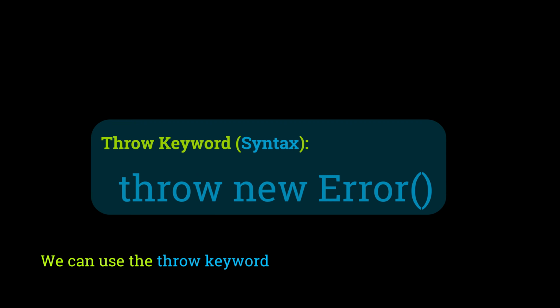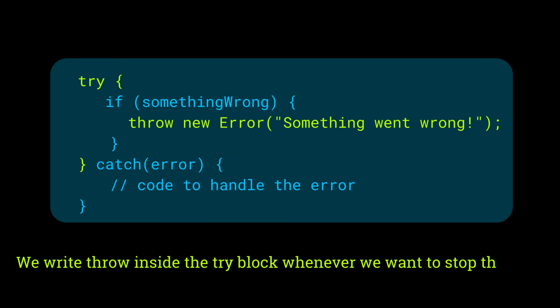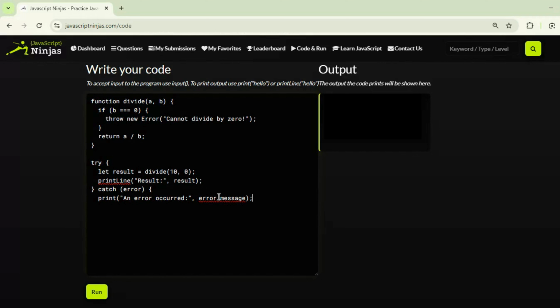And we can use the throw keyword if we want to create our own error in the code when something goes wrong. We write throw inside the try block whenever we want to stop the code and show a custom error message. The structure looks like this. Here, we use throw inside the try block to create a custom error if someone tries to divide by 0. The catch block then handles that error so the program doesn't crash. This way, we control the error and show a clear message.